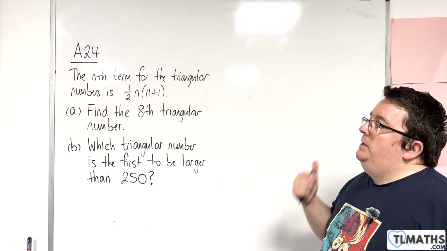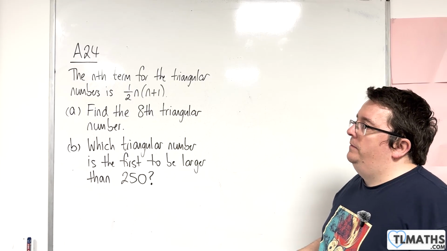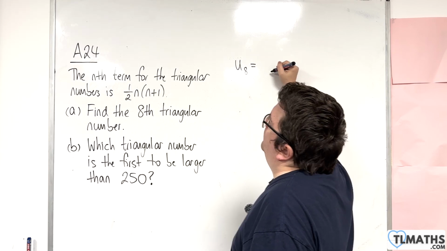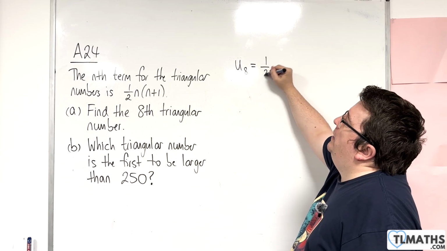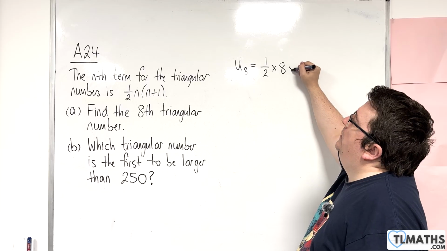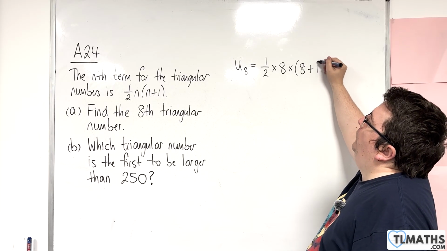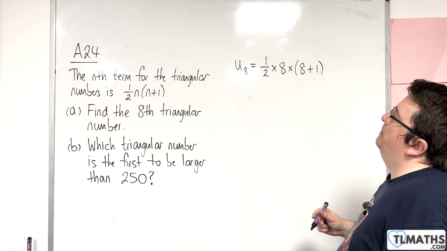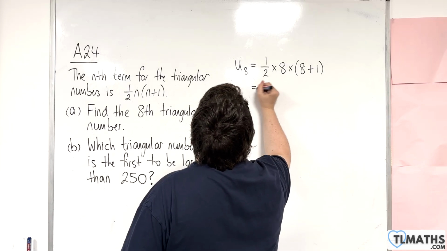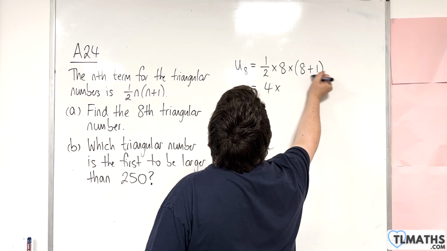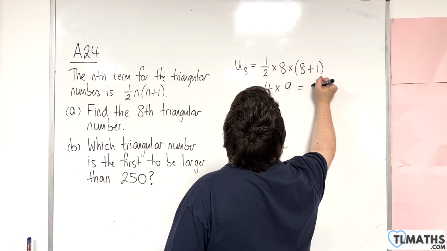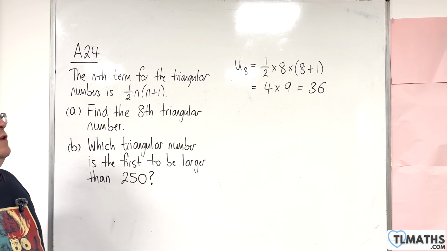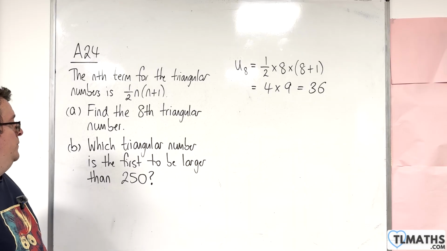Part A, find the 8th triangular number. So the 8th triangular number, U8, would be 1/2 times 8 times (8 plus 1). So substituting just straight into the nth term formula. So 1/2 of 8 is 4, and we're multiplying that by 9, and so that would be 36. So the 8th triangular number is 36.